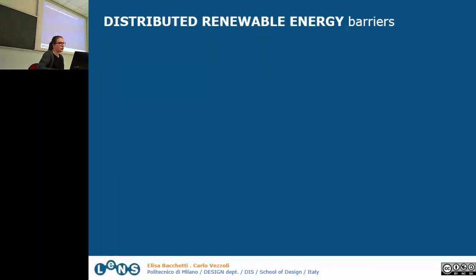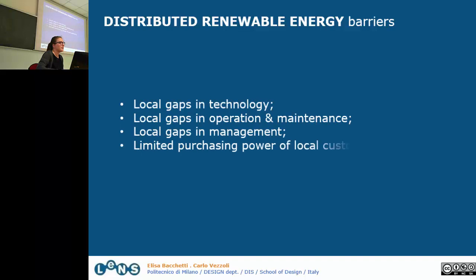Of course, even for distributed renewable energy, we have some barriers, especially in low and middle income contexts. For example, we have local gaps in technology, because there are specific technologies. And they have gaps in operation and maintenance. Because of this, there is the need of trained people to become technicians for this technology and to manage it also. Several times they are used to just buy a product and not to manage the whole value chain of the system. So they need to learn this.